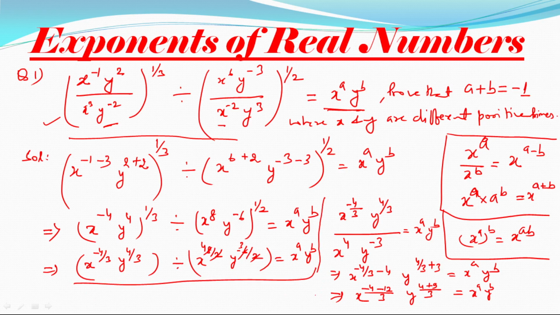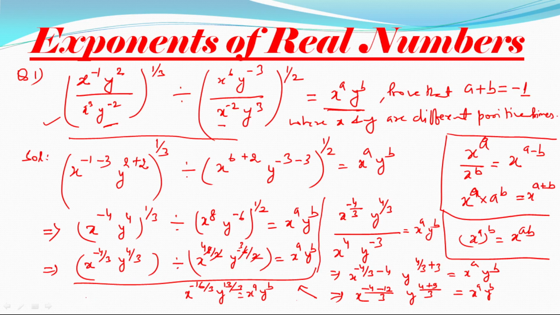Okay. So now what it will be there? Please look towards here. So it is becoming x to the power minus 16 by 3 and y to the power 13 by 3, is equal to x to the power a and y to the power b. So now we have to prove that a plus b is equal to minus 1.